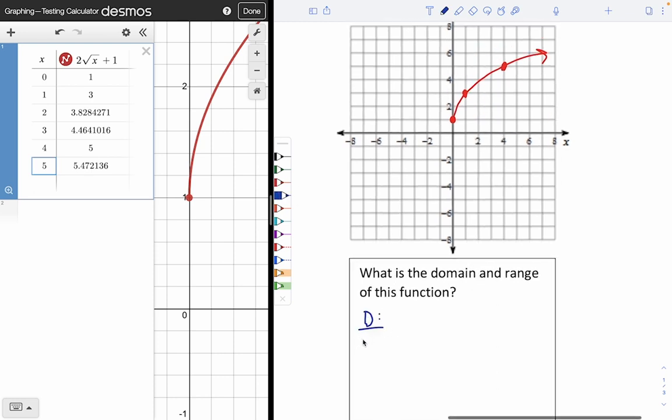Domain is left to right, x values. So what you do to find the domain is you go to the leftmost point. Here's my leftmost point. What x value does that have? 0. So my x values start at 0. Find the rightmost point. Well, the rightmost point is an arrow, so it's going to go to infinity to the right. So my domain would be from 0 to infinity.